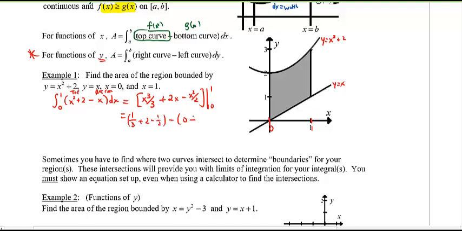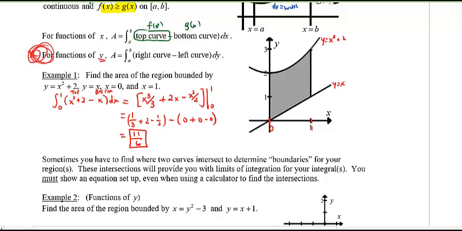Minus 0 plus 0 minus 0. 1/3 plus 2, that's 2 and a third, minus a half, that's 1 5/6, or 11 over 6. So the area here of the shaded region is just 11 over 6. Make sense? Good. Now, let me go back to this idea of functions of y, okay?